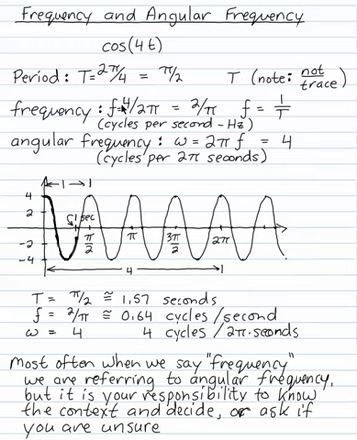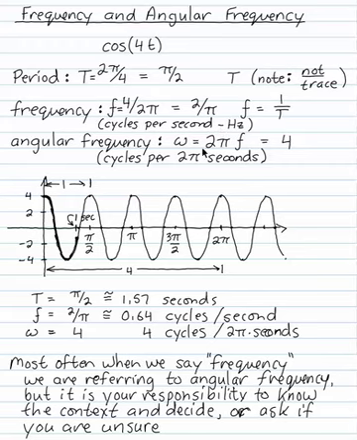Many people describe frequency as the reciprocal of period. Instead of 2 pi over 4, it's 4 over 2 pi. And that's 2 over pi, but that's the cycles per second. How many times does that wave repeat in 1 second?